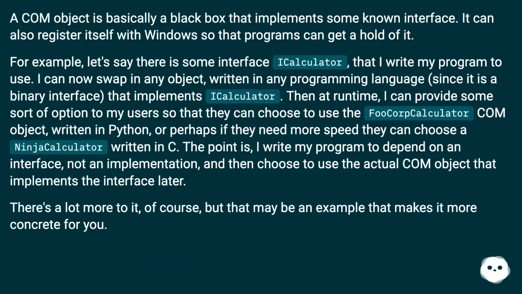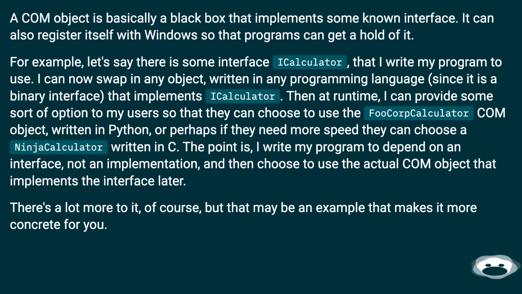A COM object is basically a black box that implements some known interface. It can also register itself with Windows so that programs can get a hold of it. For example, let's say there is some interface iCalculator that I write my program to use. I can now swap in any object written in any programming language since it is a binary interface that implements iCalculator.